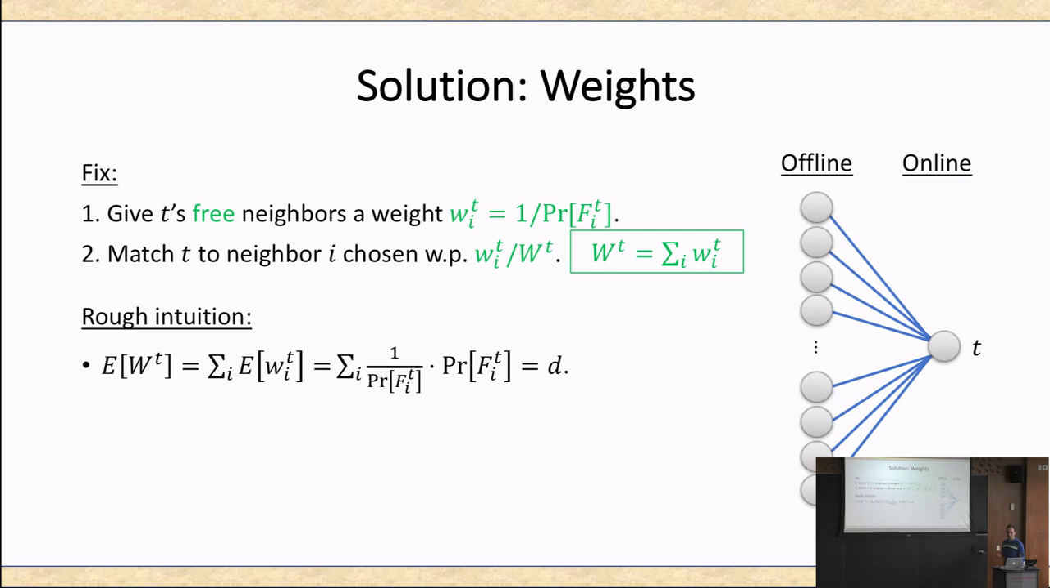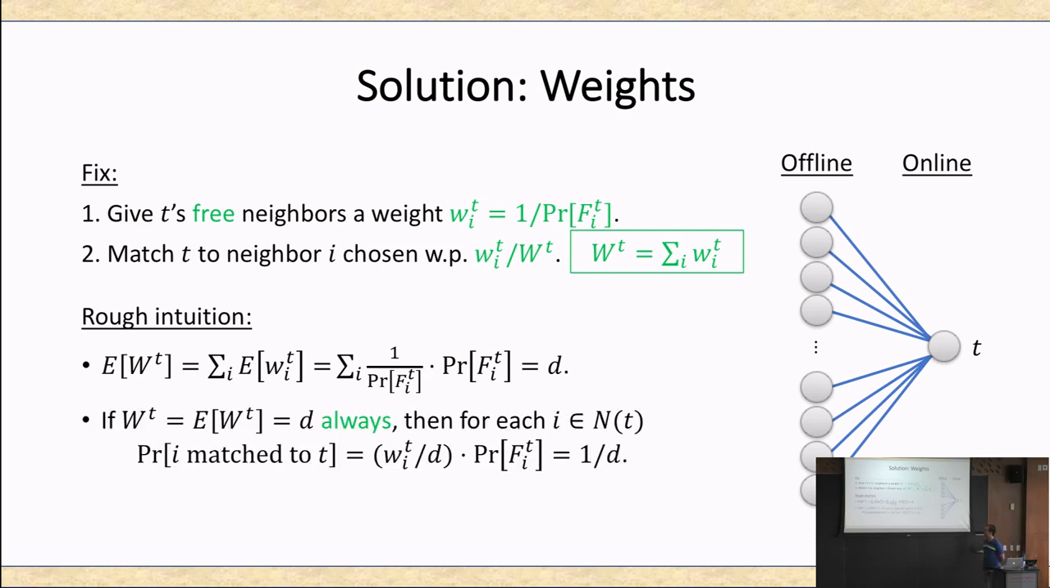OK, so if the sum of the weights were always its expectation, a bit of a tall order, but let's imagine for a second. Then for each neighbor i of t, the probability that i gets matched to t is its weight over d times the probability that it's free. This is the probability it gets matched. And since the weight of i is 1 over the probability of i being free, these two cancel out, so we get 1 over d.